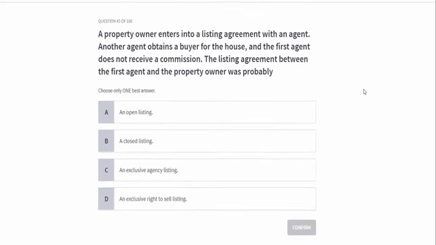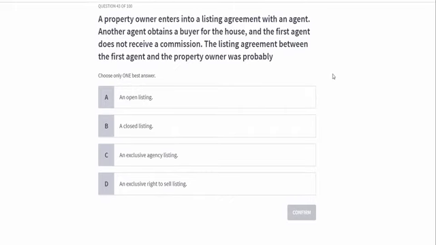All right, next one, 43. A property owner enters into a listing agreement with an agent. Another agent obtains a buyer for the house, and the first agent does not receive a commission. The listing agreement between the first agent and the property owner was probably: A, an open listing, B, a closed listing, C, an exclusive agency listing, or D, an exclusive right to sell listing. So I'm going to go ahead and give you guys some time to figure that one out, starting.